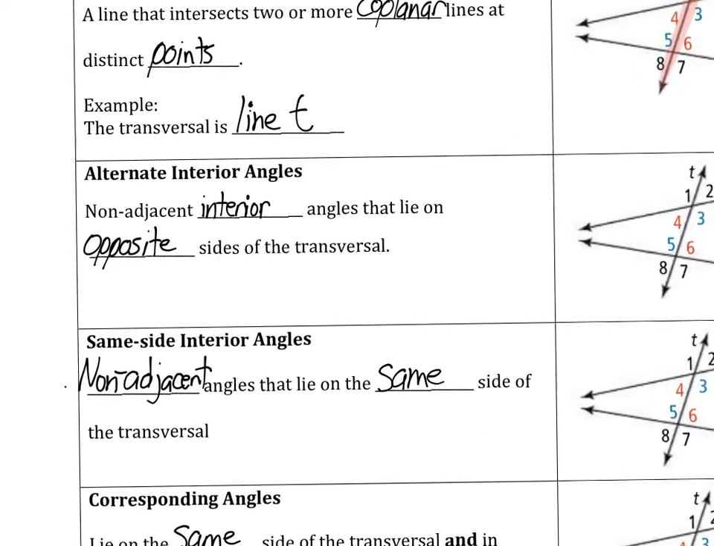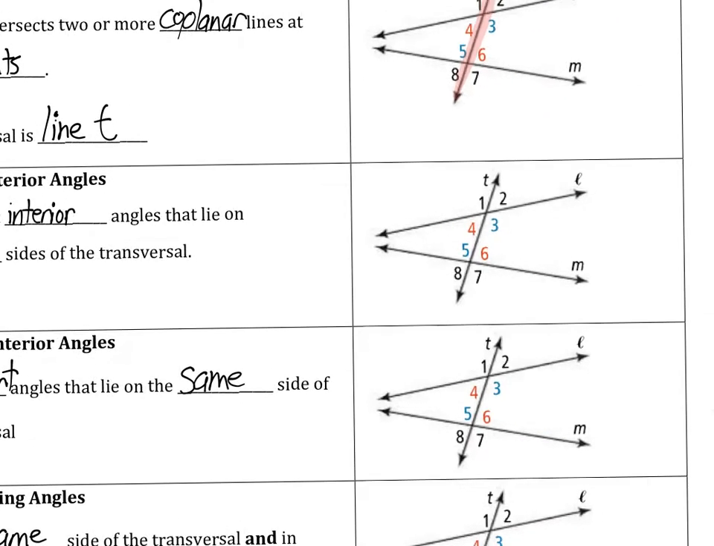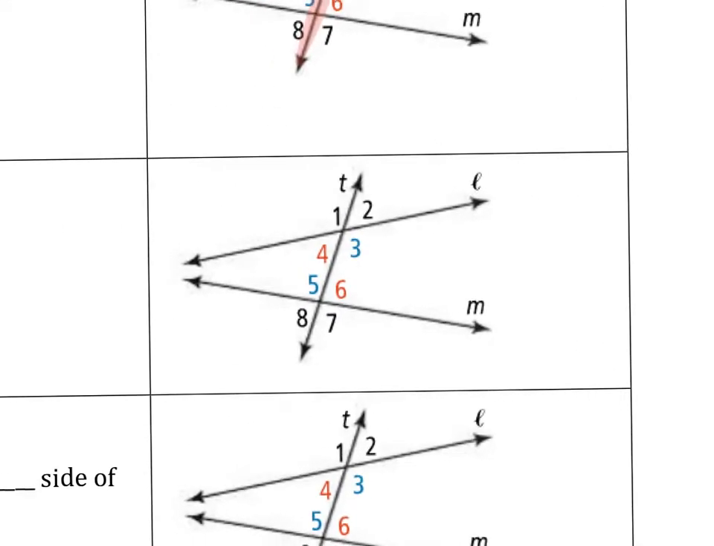The next one, alternate interior angles. Those are non-adjacent interior angles that lie on opposite sides of the transversal. Or we could say alternate sides of the transversal, but that means the same thing. Okay, so now, what do I mean by interior? So interior means that they're in between these two lines. So you're not looking at the transversal, you're looking at your other two lines. So I'm looking at all my angles that are in between those. So now I have all these options. But I'm going to break it down a little bit more.